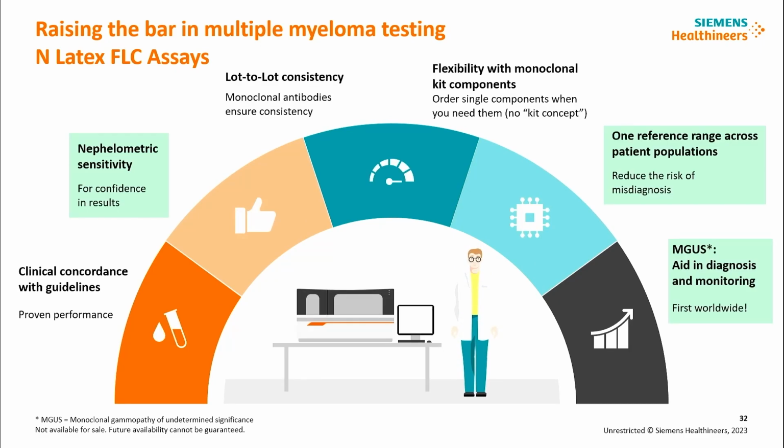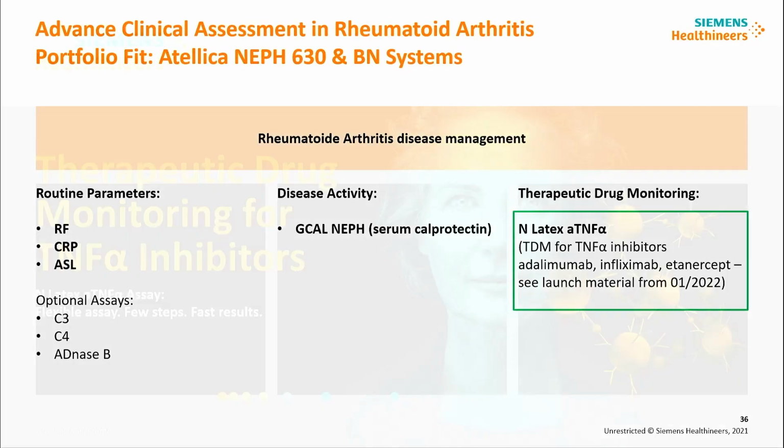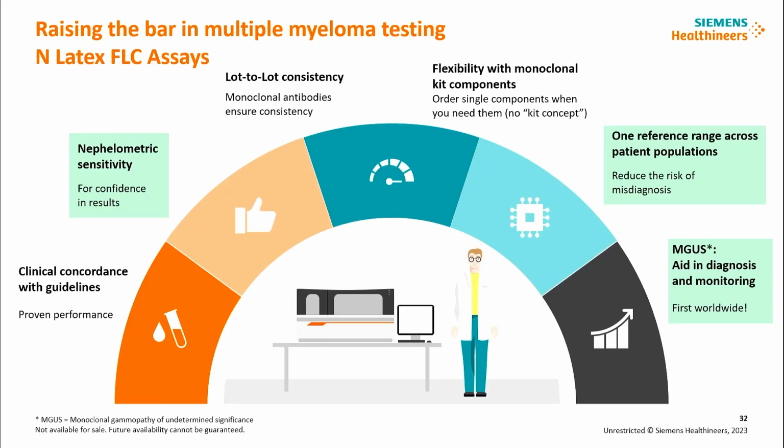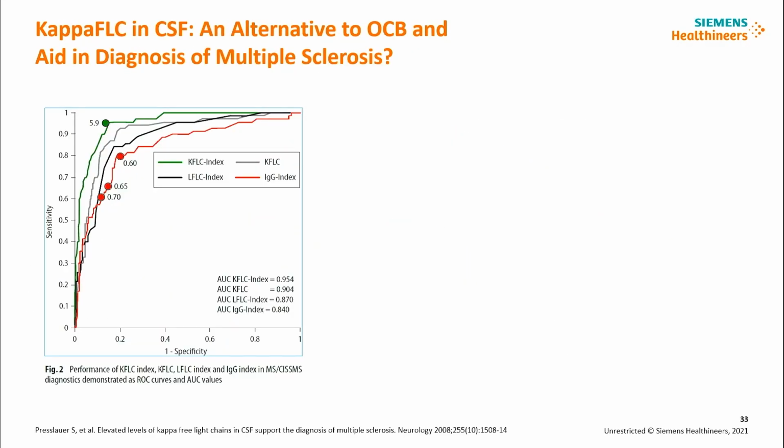So at the end, this free light chain is using nephrometry with higher sensitivity and specificity. It gives you lot-to-lot consistency, so you don't need to do a comparison when you get a new lot number, because we are using the same antibody pool to produce every new lot number. We don't change the antibody pool, which means that you have lot-to-lot consistency and no need to do a comparison between the 2 lot numbers. We have the MGUS claim as well, and you have the flexibility to order reagent, calibrator, or control whenever you need it.